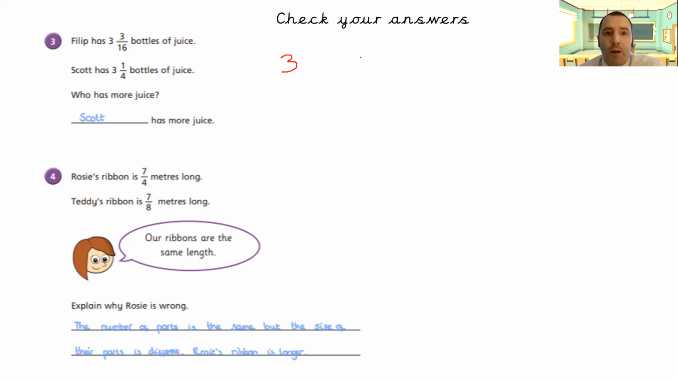So we're going to look at 3 3/16 and 3 1/4. This is asking us a greater than, less than, or equal to question. Who has got the greater amount? So we're going to look at the numbers we've got. Well, these two numbers are equal here and here. So now what I need to do is either make the numerators the same or the denominators the same. We can do both ways round.